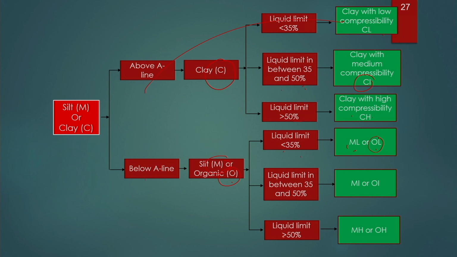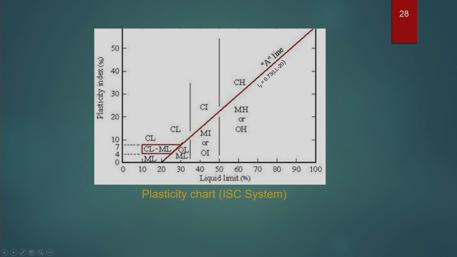If the liquid limit is more than 50%, it can be termed as MH or OH, silt with high compressibility or organic soil with high compressibility. If the liquid limit is in between 35 and 50%, it can be termed as silt with intermediate compressibility or organic soil with intermediate compressibility. So, this is a plasticity chart which we have to use.